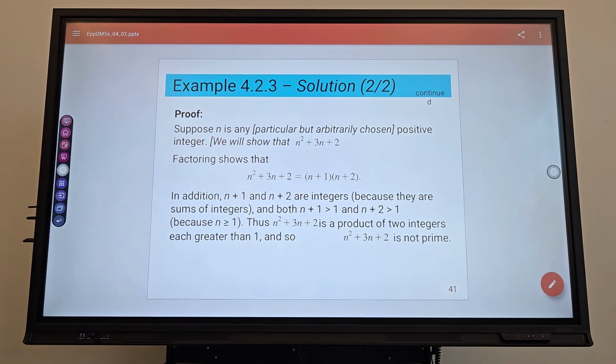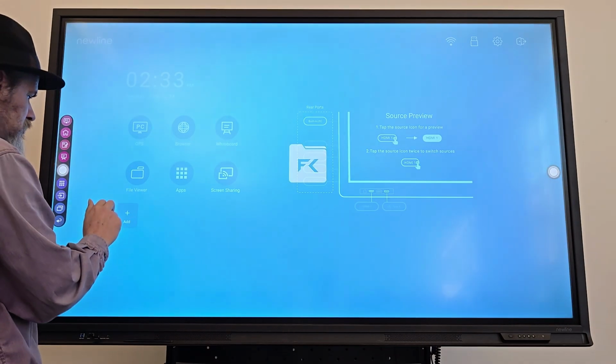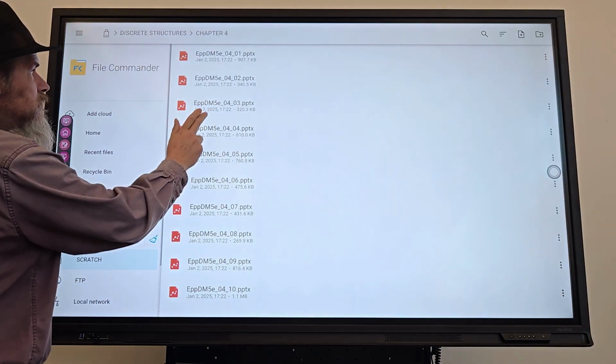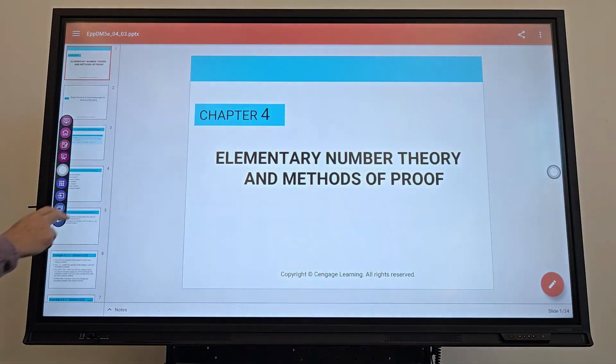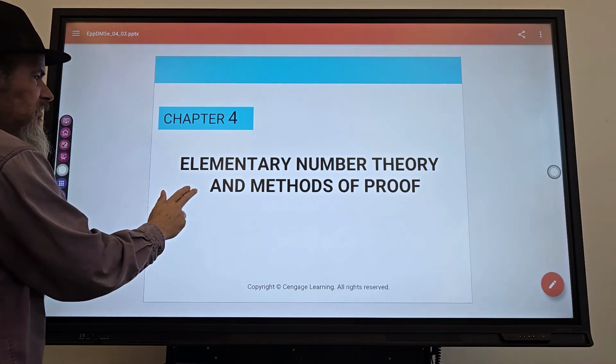And that is it for section 2. Let's see if we can squeeze in section 3. Are you going to behave?